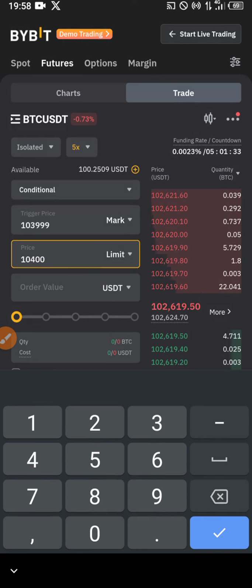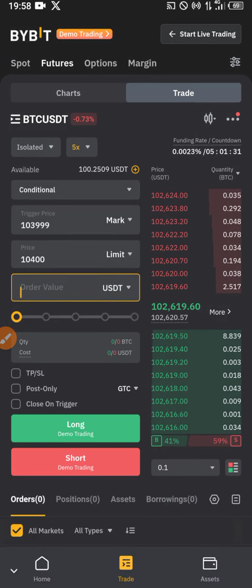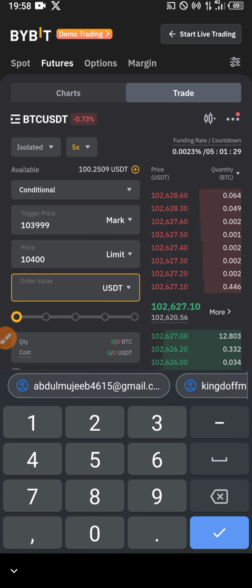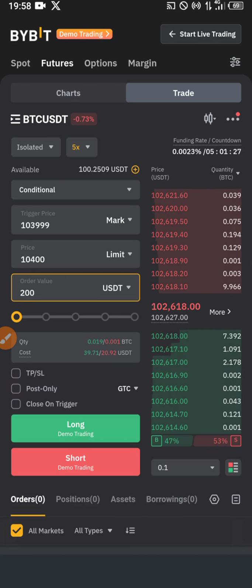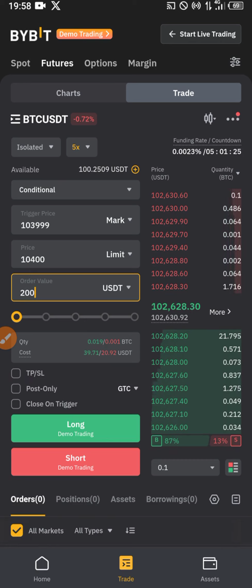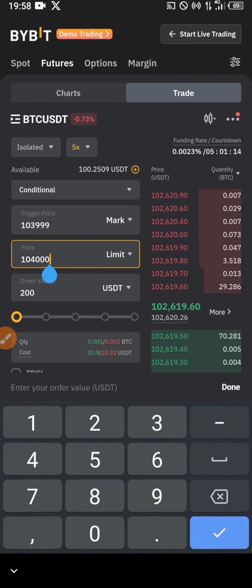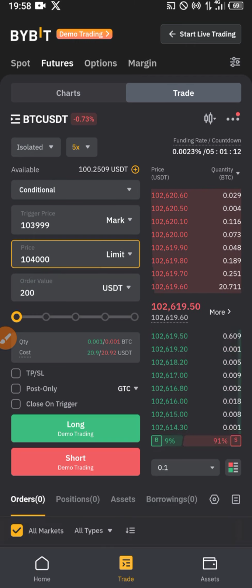104,000. Then your order value. I will explain this order value later, right? So your trigger price is 103,999, right? While your price will be what? 104K, right? Now what is this trigger price?